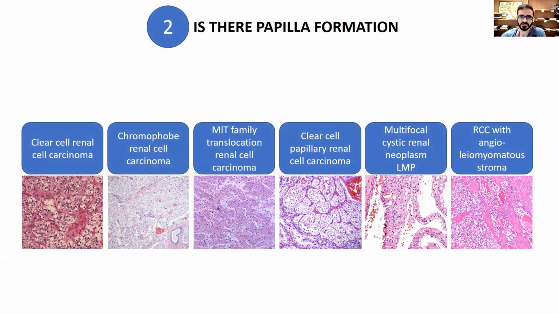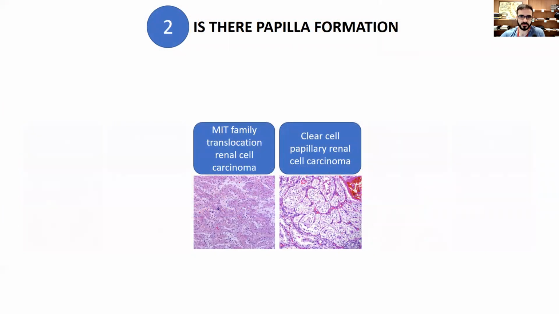Our second question is: is there papillae formation? There are exceptions, as always, but there are only two scenarios among these tumors when you will see a true papillae formation. These are MiT family translocation renal cell carcinomas and clear cell papillary or tubulopapillary renal cell carcinomas.